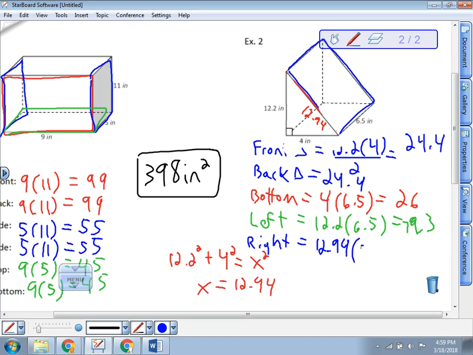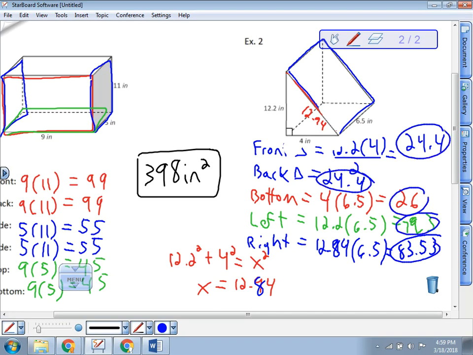So now I'm going to take 12.94 and multiply it by my 6.5. And when I do that, I should get 83.53. Now I'm going to add up all these values: 83.53, 79.3, 26, 24.4, 24.4. When I add those all together, the surface area of this object is going to equal 237.63, and that would be inches squared. So that is how you find the surface area. Just add them all together.